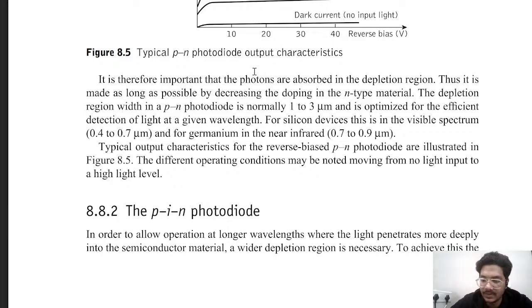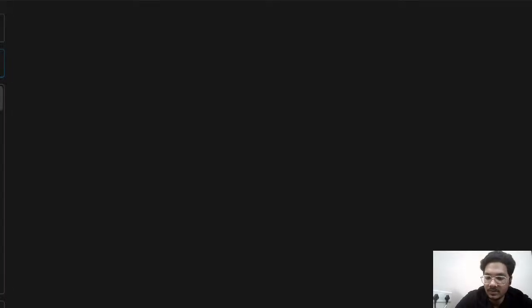First of all, in the PN junction diode. Okay. Am I visible?